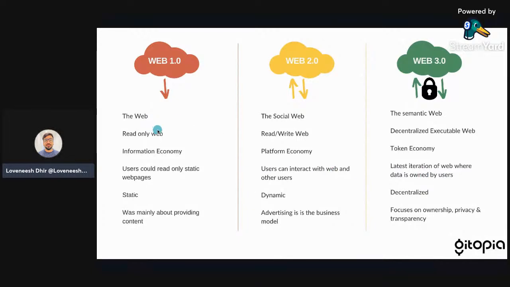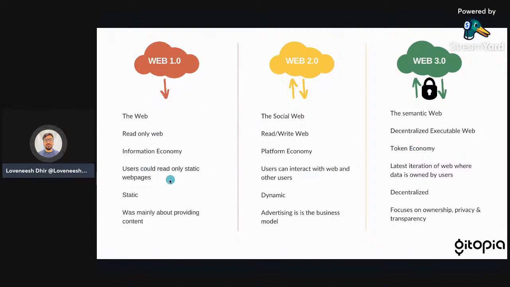Okay, so here is a quick comparison between Web 1.0, 2.0, and 3.0. Web 1.0 was the initial state of the web, Web 2.0 was the social web, and Web 3.0 is the semantic web. Web 1 was read only web, Web 2 was read write web, and Web 3 was the decentralized executable web. Web 1 works on the information economy, Web 2 works on the platform economy, and Web 3 works on the token economy.